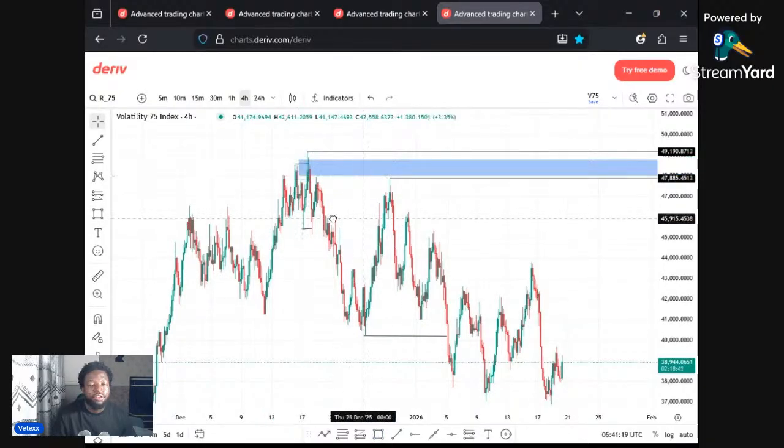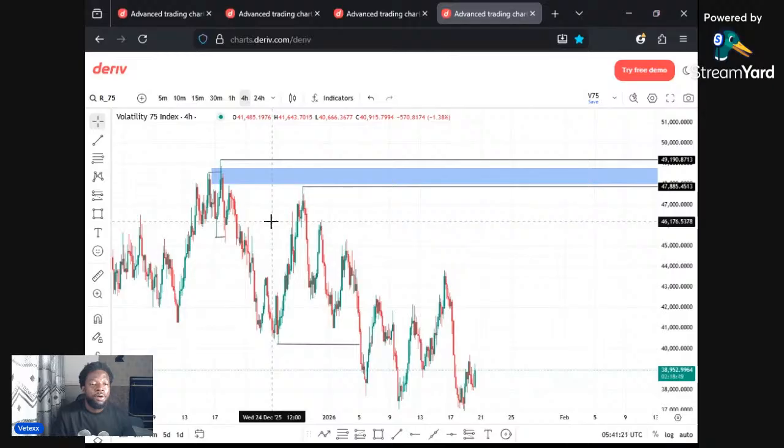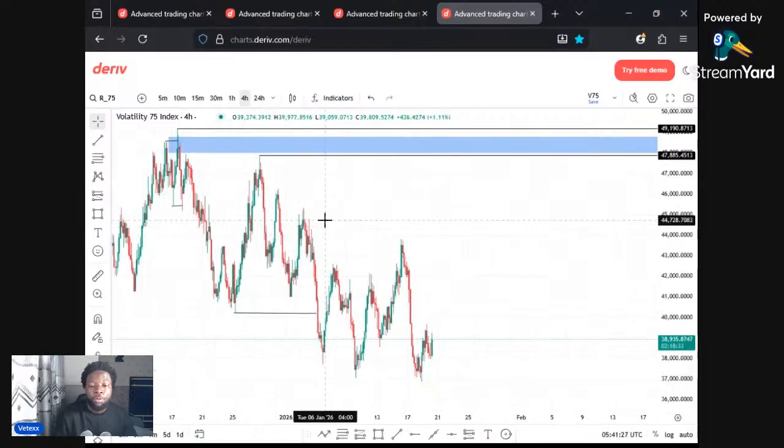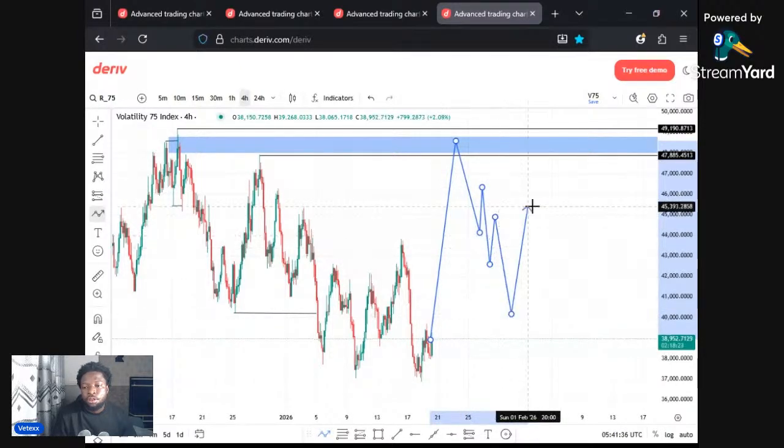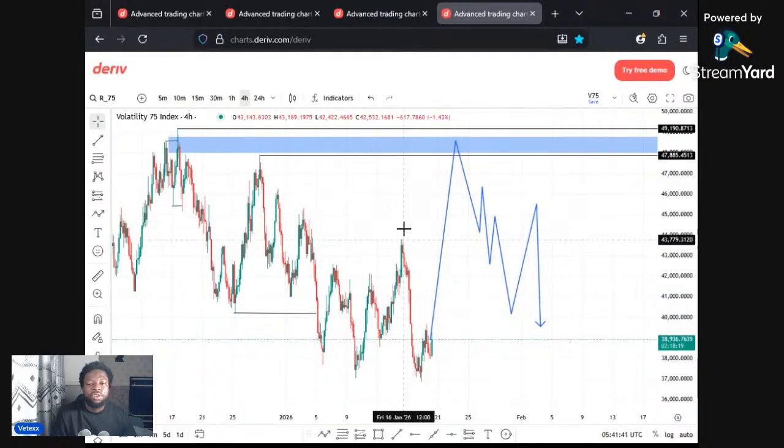Now remember, this is the 4-hour structure. Yes, this is our 4-hour structure. So if price comes into this zone, we'll go to the 15 minutes time frame and anticipate the continuation. Hopefully it does that, and then we'll take. So if price taps into this zone, it's going to give us up to 3 to 4 continuation.